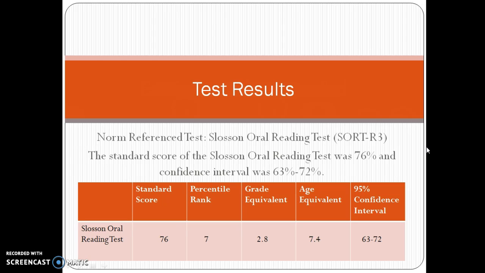The test results. Norm reference test, the Slauson oral reading test, the SORT R3. The standard score of the Slauson oral reading test was 76%, and the confidence interval was 63% through 72%. And as you can see, I have a table that represents the standard score of 76. The percentile rank was in the 7th percentile. Age grade equivalency was 2.8. Age equivalency was 7.4. And the confidence interval falling between the 63 and 72%.